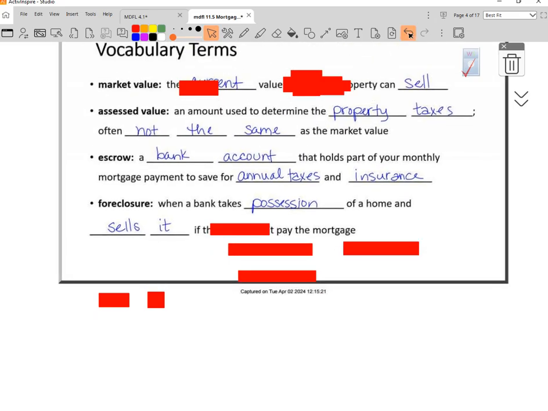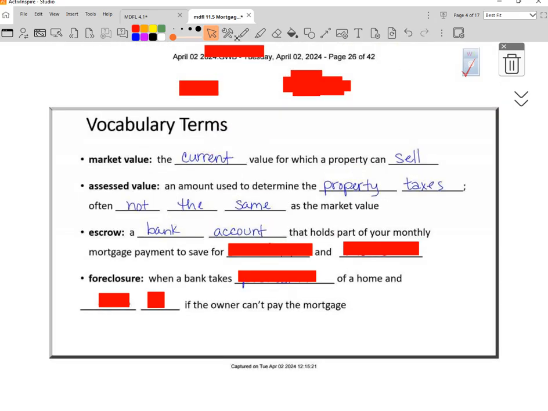Oh, I hate it when that happens. A bank account that holds part of your monthly mortgage payment to save for annual taxes and insurance.